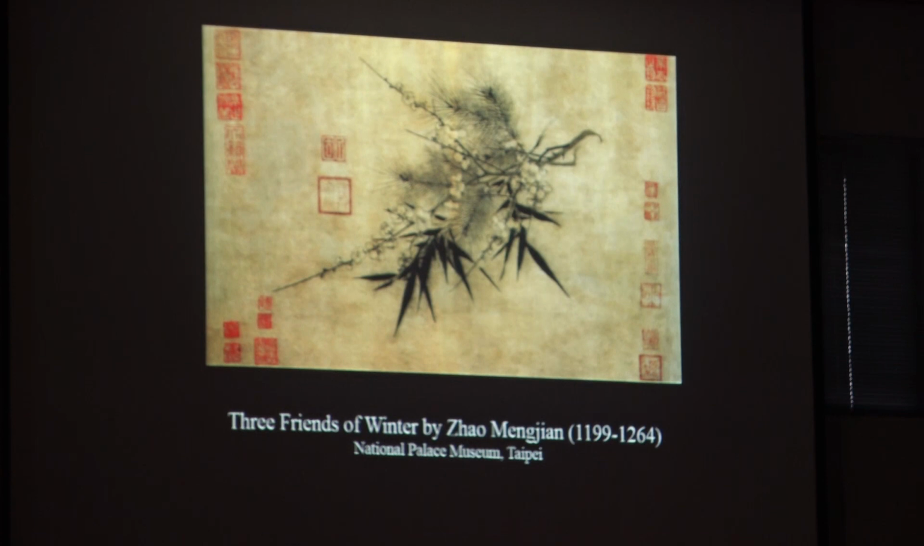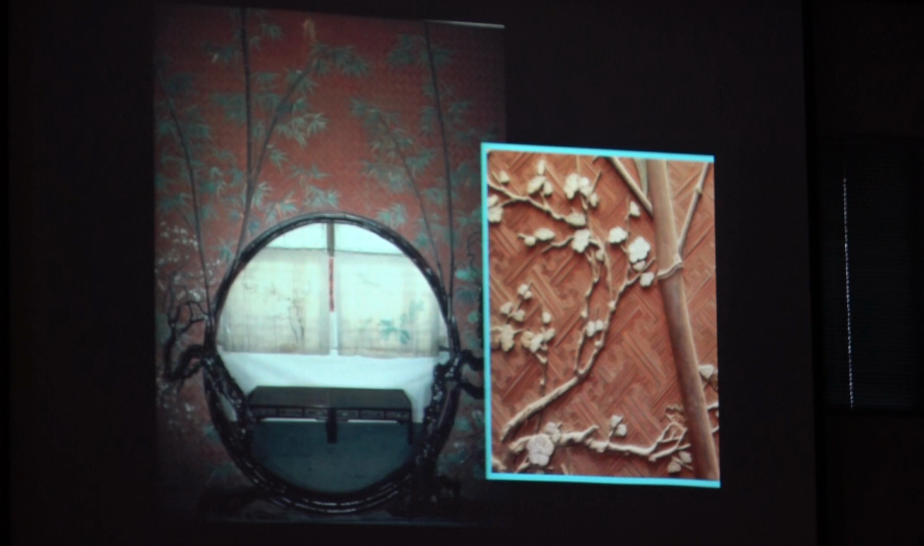And when you go in, you'll see that all the decoration within this building is based on the Three Friends of Winter. Images of plum blossoms, pine, and bamboo. This is a moon gate, and it's made out of bamboo, jade, and zitan, which was the most revered wood, precious tropical hardwood in China at that time.